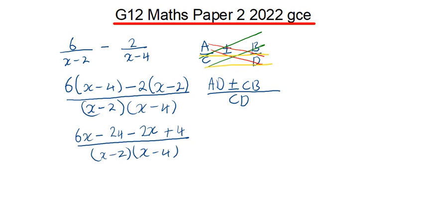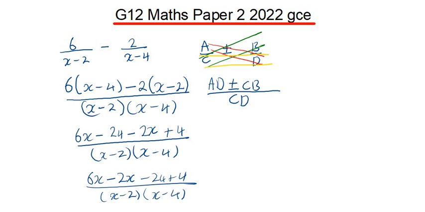So down here, when you collect the like terms, you're going to have 6x minus 2x minus 24 plus 4, divided by your x minus 2, then you have your x minus 4, like that. So now your 6x minus 2x is going to be 4x, then minus 24 plus 4, that will give you minus 20.